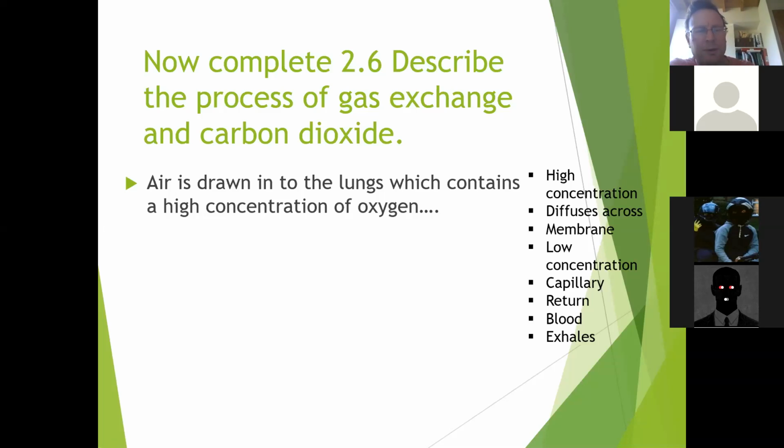So you're going to try and complete 2.6 in your workbook. If you're struggling a little bit, just do a rough version to start with, and then refine it. If you're happy to do it straight into your workbook, by all means do. So you're describing the process of gas exchange, how oxygen comes into the body, carbon dioxide leaves it. But I want you to start with my lead-in phrase: air is drawn into the lungs, which contains a high concentration of oxygen. Then you explain how oxygen gets across into the bloodstream, carbon dioxide goes the other way.